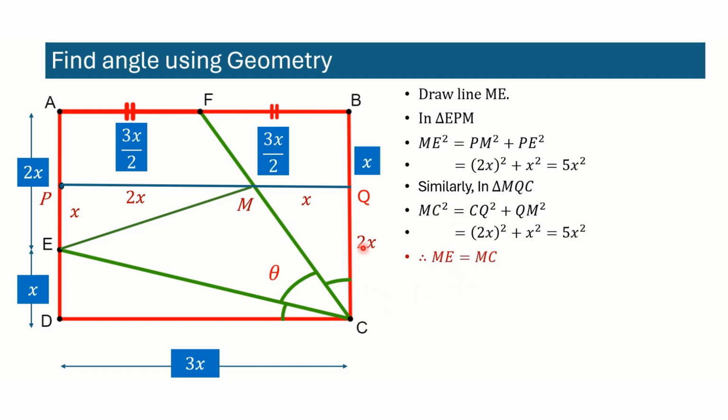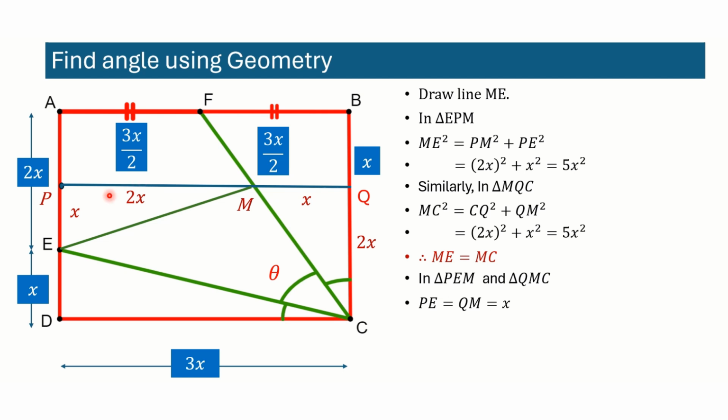So from here I can say this length ME is equal to this length. If you consider this triangle and this triangle, all the lengths are equal. This length is 2x, this length is 2x, this length is x, this length is x, and the hypotenuse is root 5 times x, and this is also root 5 times x. So if you consider these two triangles, triangle PEM and QMC, all the lengths are equal.